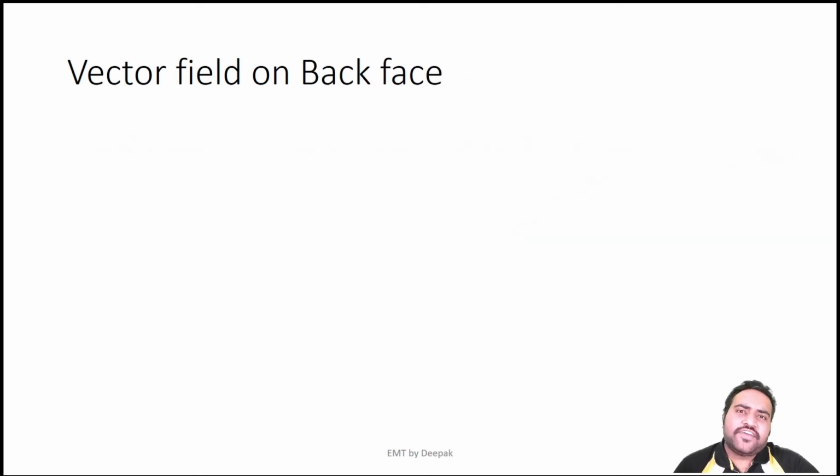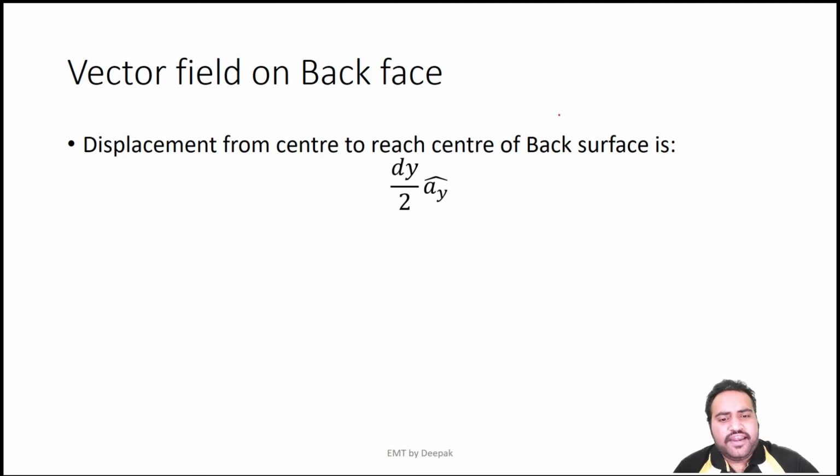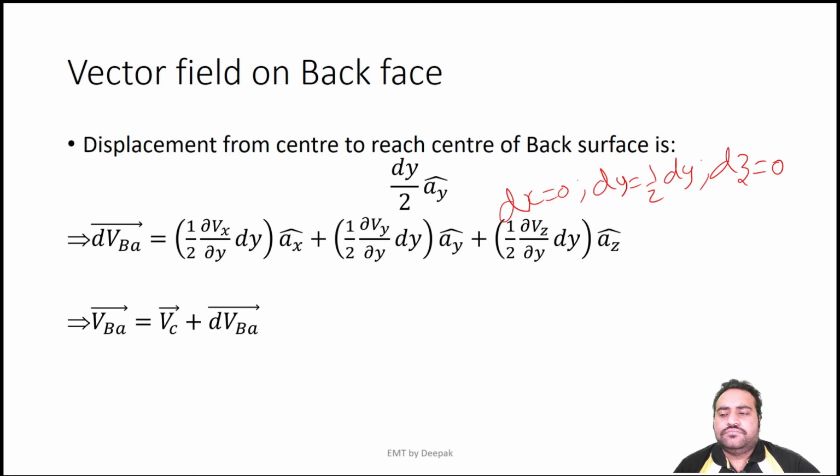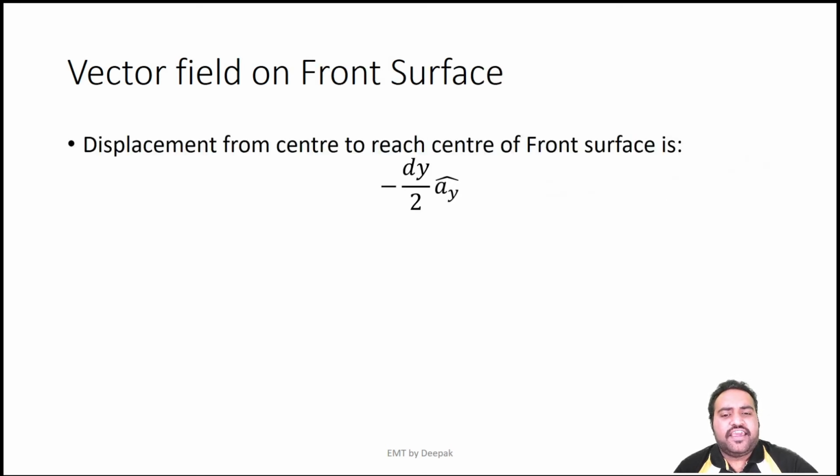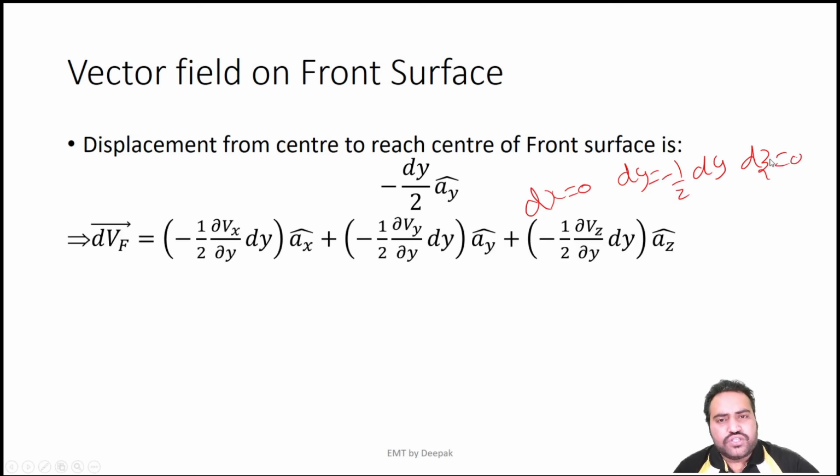Now, at the back surface, again, dx equals to 0, dy equals to half dy, and dz equals to 0. The value of vector field at the back surface is this. And for the front surface, again, there is no change in dx. dx equals to 0, dy equals to minus 1 by 2 dy, and dz is also equal to 0 to reach the front surface. So the value of vector field at the center of the front surface is this.